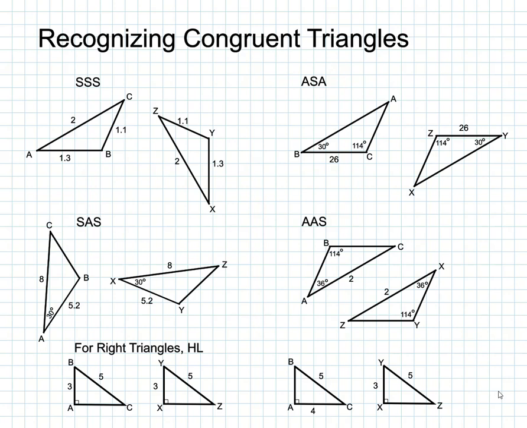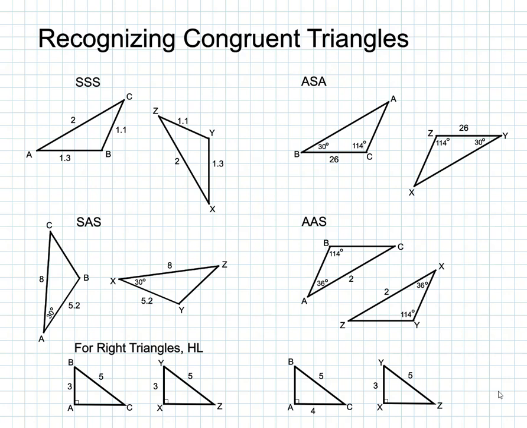Last, we have, for right triangles only, hypotenuse leg. So if you have 2 right triangles and their hypotenuses are the same, and the length of one of their corresponding sides is the same, then you have congruent right triangles.